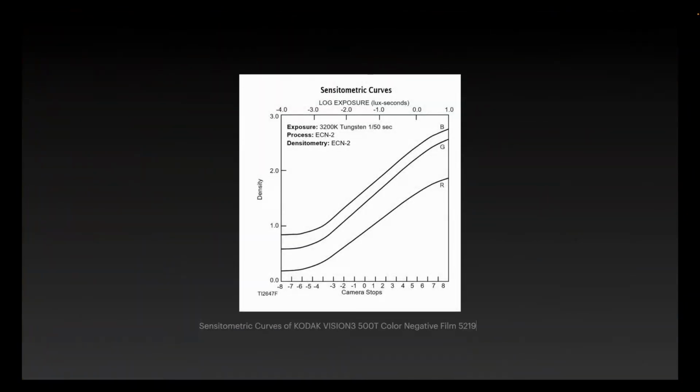So just as an example, this is a sensitometric curve for the Kodak Vision 500T. This is a color negative film stock, okay? It's just to show you how a sensitometric curve looks, okay? It represents the density on the vertical axis, and the horizontal axis represents the amount of light. In here it is represented with relative camera stops, okay?